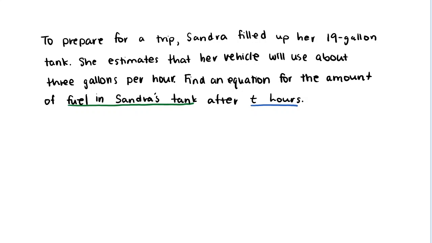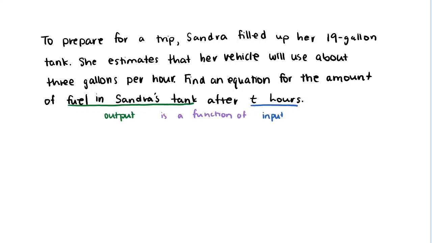The idea is that when we're talking about a function, the outputs should be determined by the input. They depend on the input. It feels like the amount of fuel in the tank depends on, or can be determined by, the number of hours that have passed. So we want to think about the fuel quantity as an output and the amount of time that has passed as an input. The amount of fuel in the tank is a function of the amount of time that has passed.